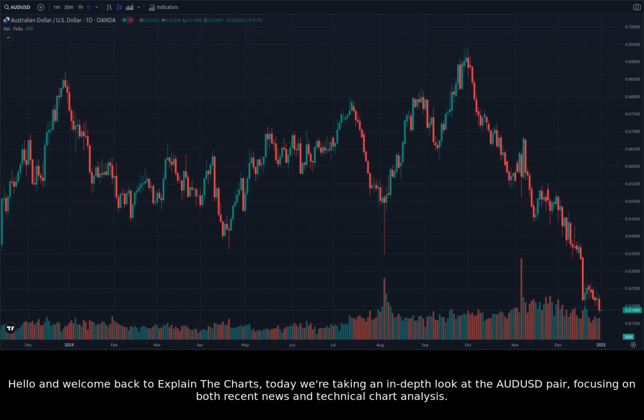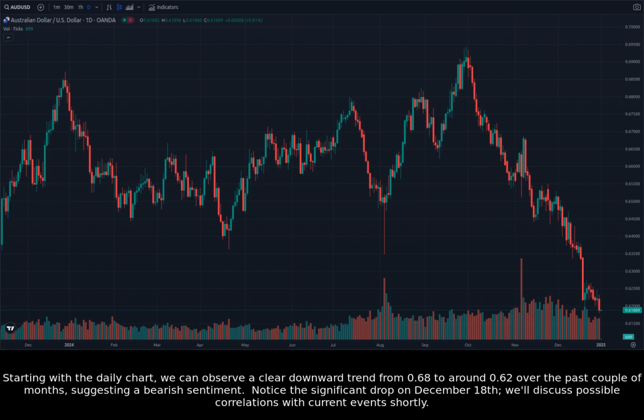Today we're taking an in-depth look at the AUDUSD pair, focusing on both recent news and technical chart analysis. Starting with the daily chart, we can observe a clear downward trend from 0.68 to around 0.62 over the past couple of months, suggesting a bearish sentiment. Notice the significant drop on December 18th. We'll discuss possible correlations with current events shortly.